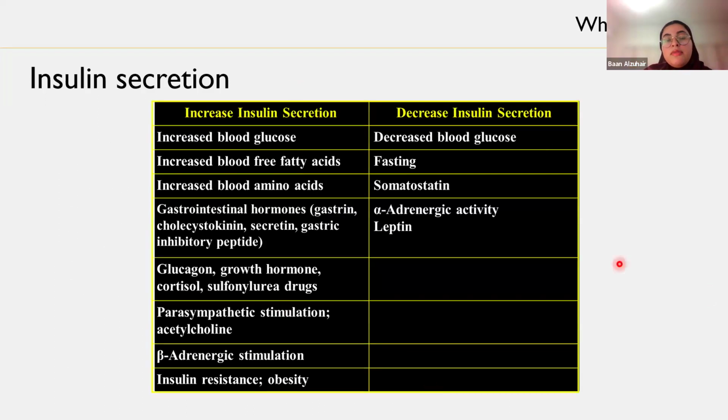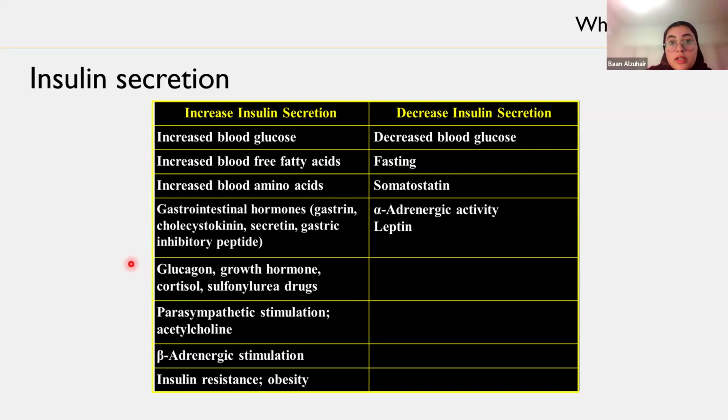Okay, so this is a table from the doctor's slides, and it's a summary of what affects insulin secretion. So what increases insulin secretion? As I said, the major thing that controls insulin secretion is blood glucose. So if you have increased blood glucose, that would increase insulin secretion. You have increased blood free fatty acids, increased blood amino acids, gastrointestinal hormones like gastrin, cholecystokinin, secretin, glucagon, growth hormone, cortisol, sulfonylurea drugs. We mentioned all of these.